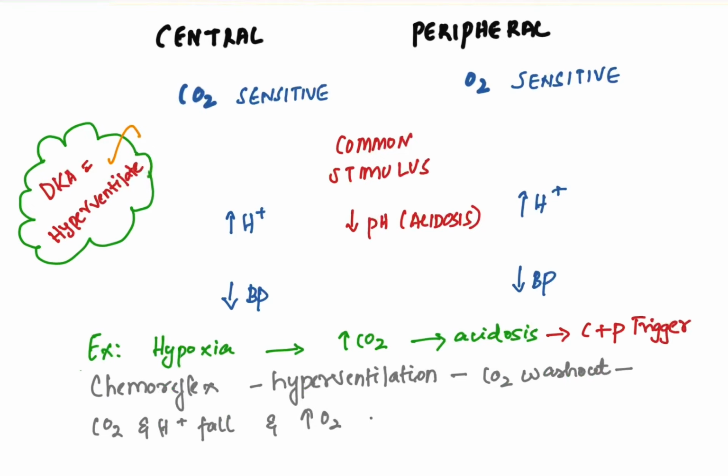And so far we have seen theoretically, but clinically speaking, if a patient is hypoventilating, this leads to hypoxia and increase in CO2, and this leads to acidosis, and this will trigger both the central and peripheral chemoreceptors. As said earlier, the chemoreflex is hyperventilation leading to CO2 washout, and this will lead to CO2 and H+ fall and increase in O2 by means of increased air entry into the lungs.